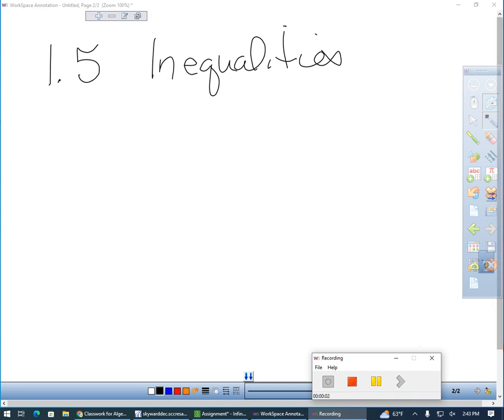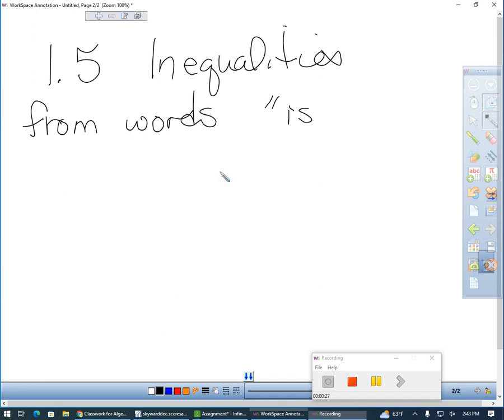Inequalities. So first of all, the first part of this, you are going to be writing inequalities from words, right? The one thing I want to tell you is that an inequality sign, in order from words, has to have the word "is." All right?